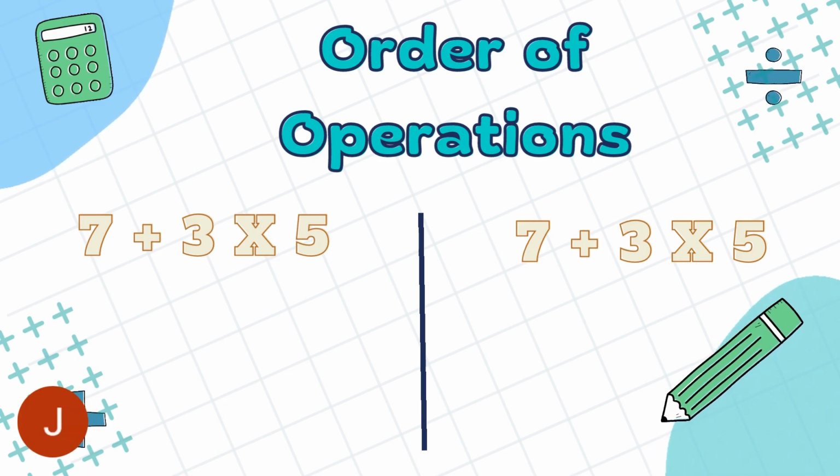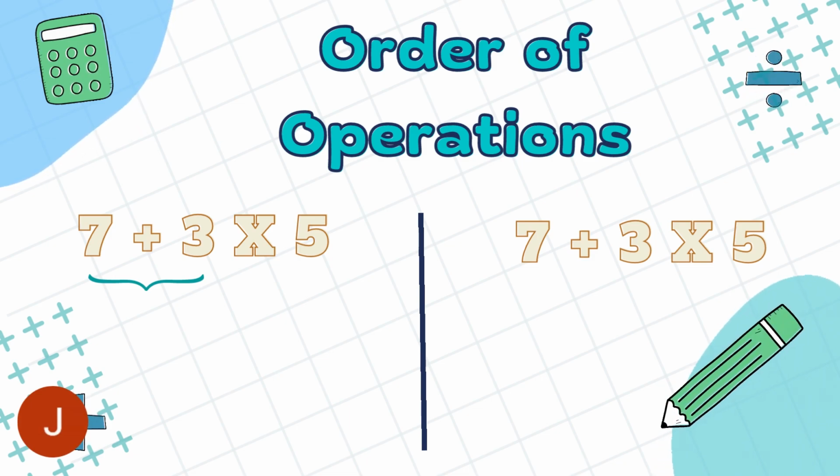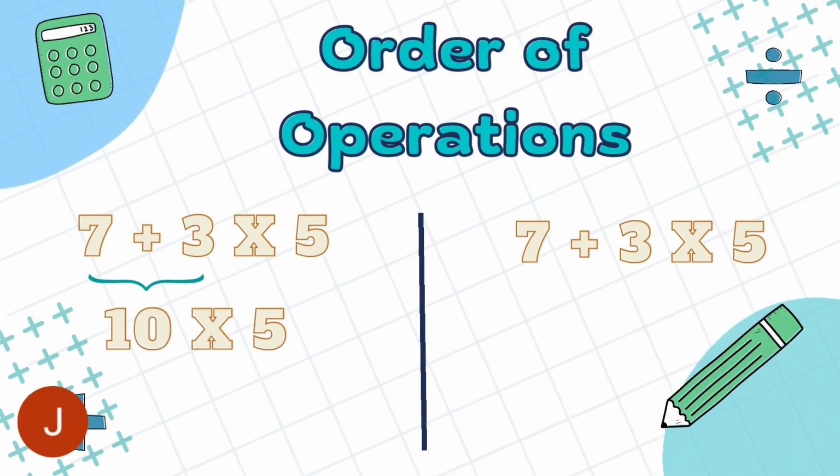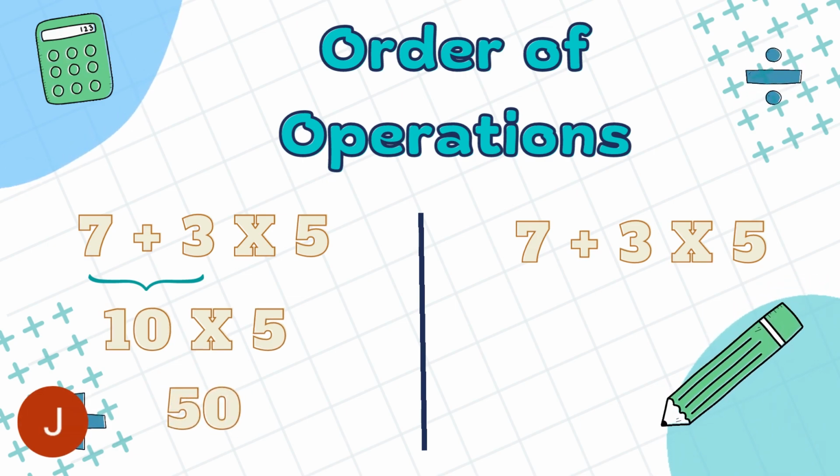From the first one, I'm gonna start with the 7 plus 3. Okay? 7 plus 3 gives me 10, and I drop the 5 as it is. Multiplying 10 by 5 gives me 50.